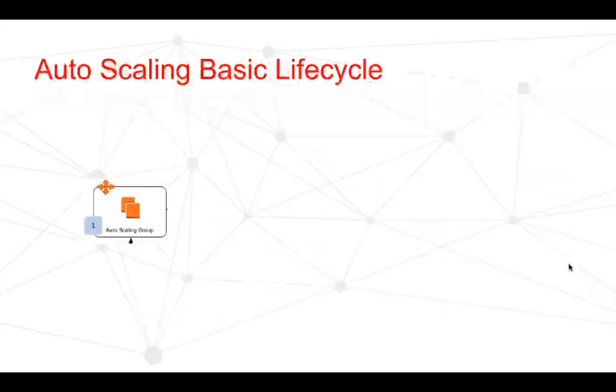Now, in the first step, it's a flow chart that I will show you right now. In the first step, you have something called an auto-scaling group. What is an auto-scaling group? It's a logical collection of identical EC2 instances.